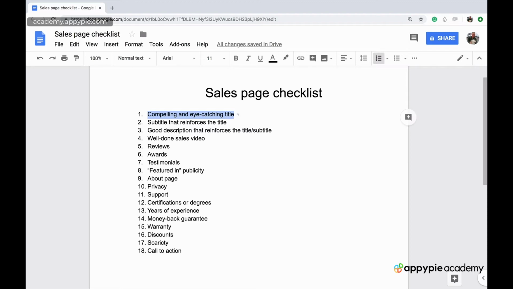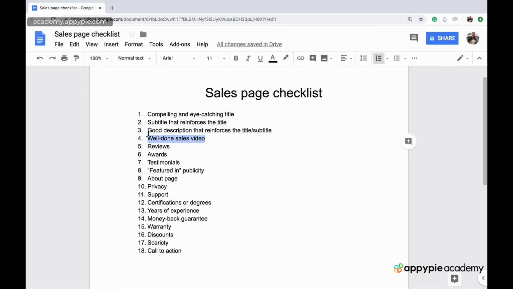Now, usually titles have subtitles, just a sentence or two to reinforce the title. Under that is usually a description. The description has to explain the product or service that you're selling in a little more detail, and then go over a lot of the things you can't really address in your site title and subtitle because those are short. So sometimes a well done sales video can really help to improve conversion rates.